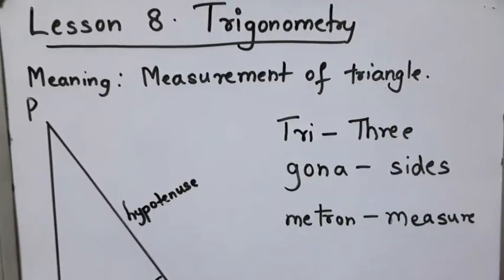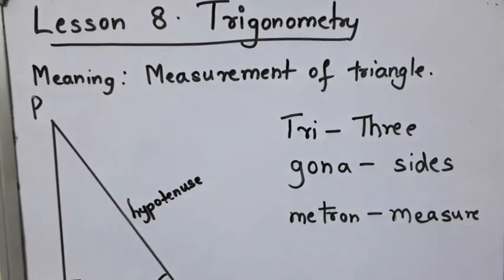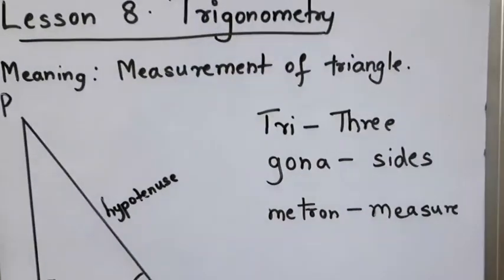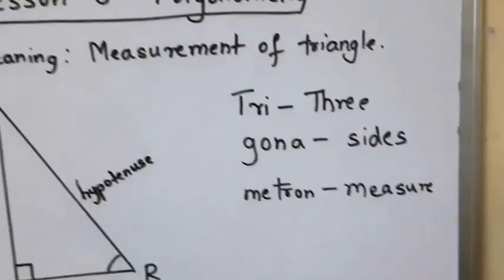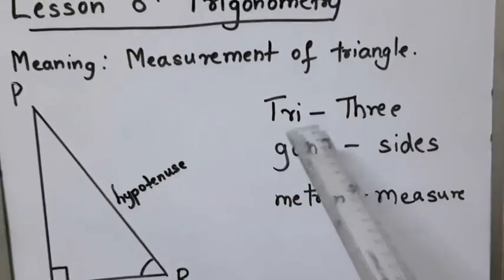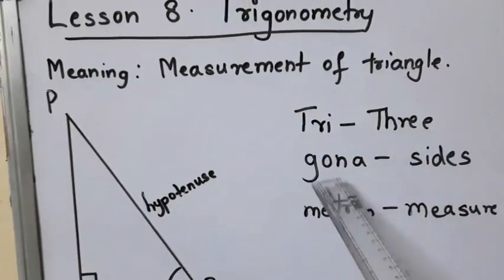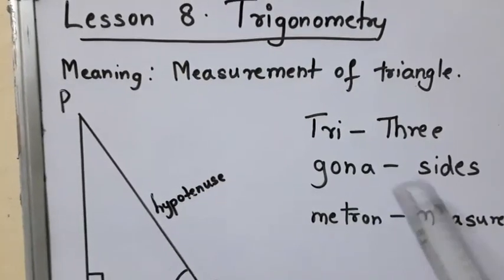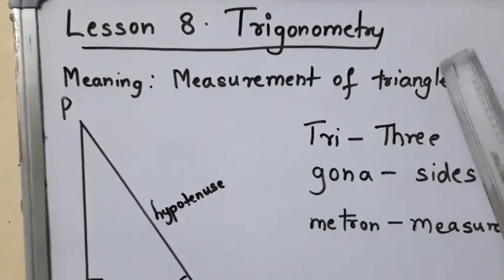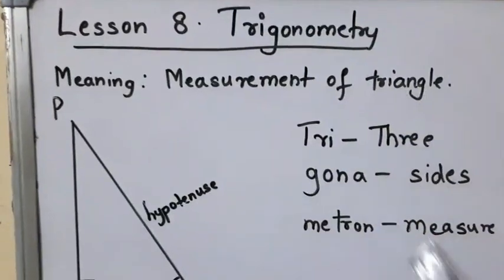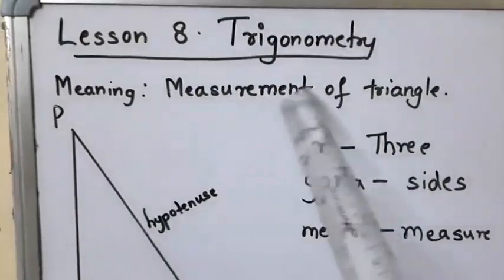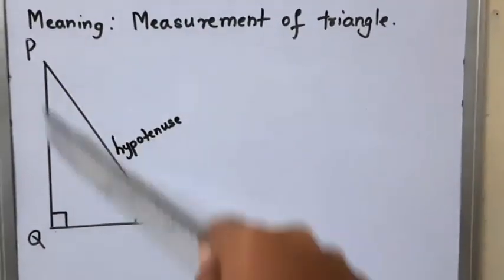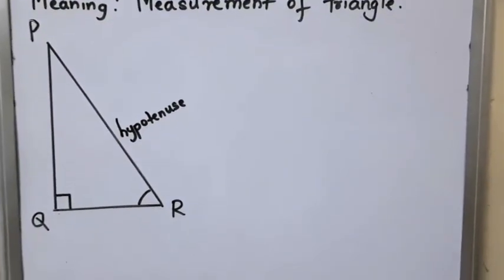Hello children, let's come to lesson number 8, trigonometry. Trigonometry is divided into three parts: tri, gona and metron. The first part is tri, which means 3, gona means sides and metron means measurement. Together we call it measurement of triangle. So basically trigonometry means measuring triangle.